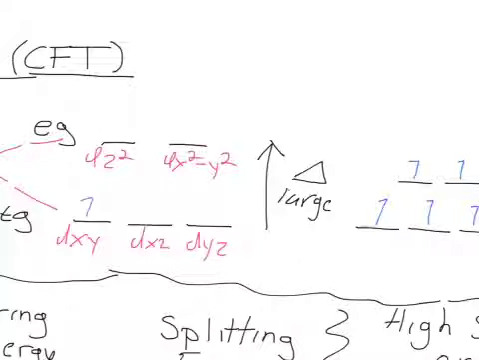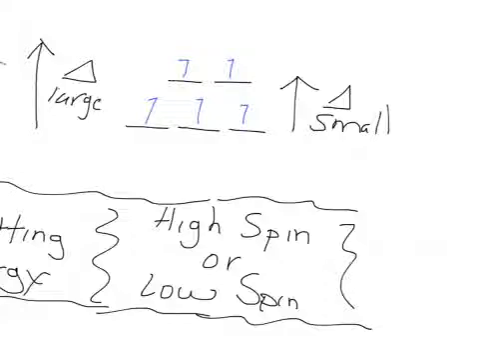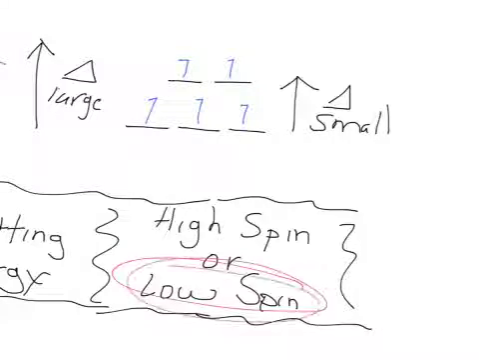So let's fill it out. We're going to have 1, 2, 3, 4, 5. And this is different from the weak field ligand. So we're going to come down here and say that this is a low spin complex. Okay?